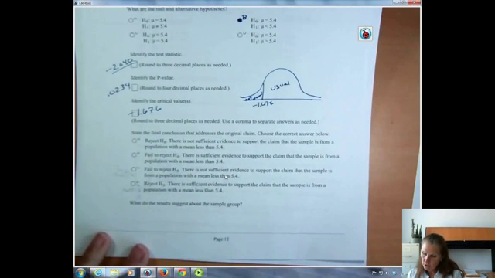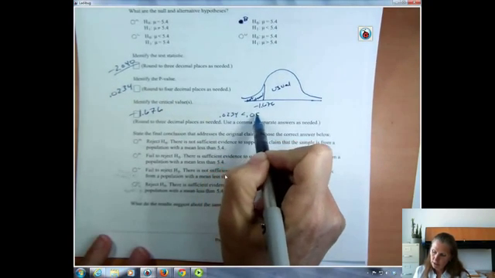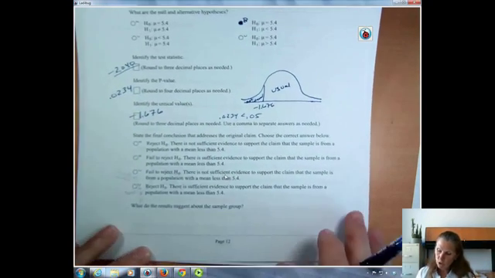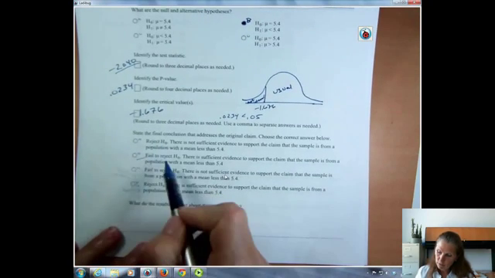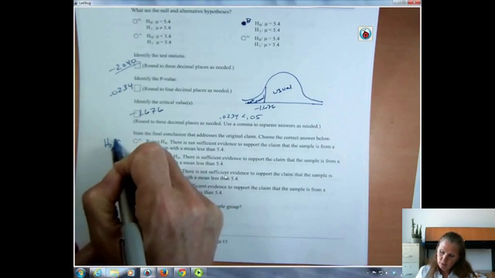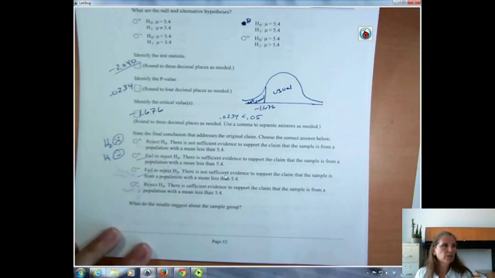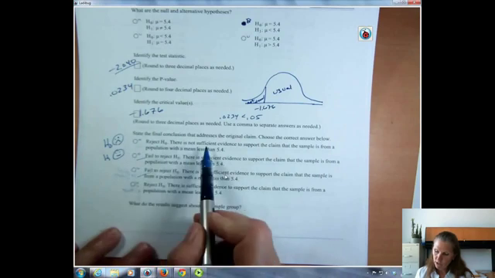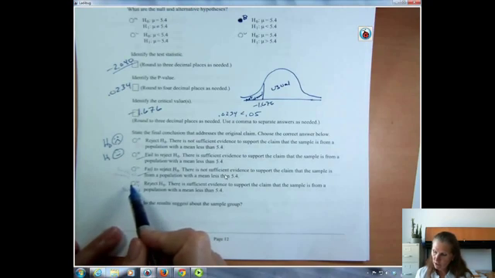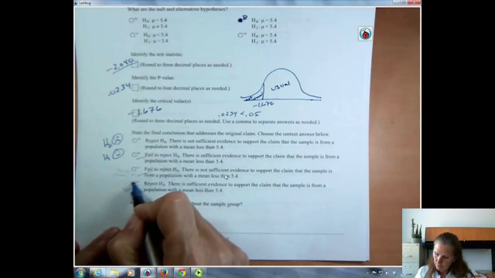State the final conclusion. The p-value is less than the significance level. Therefore, if it's low, then the null must go. So we are going to reject the null. Forget about these two fail-to-rejects. If I reject the null, sad for the null, happy for the alternative. Since we rejected the null, there is sufficient evidence to support the other claim, which is D.